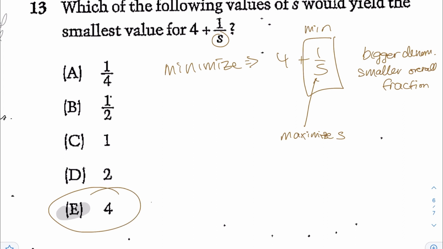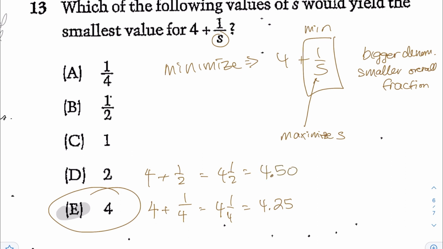And you can test it out. If you replace s with 4, you have 4 plus 1/4, which is 4.25. If you go to, let's say, choice D, 2, that's 4 plus 1/2, or 4.5. That's 4.5, or really 4.50. That's, of course, bigger than 4.25.